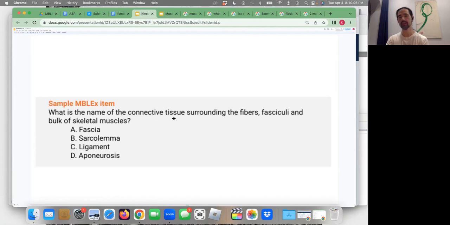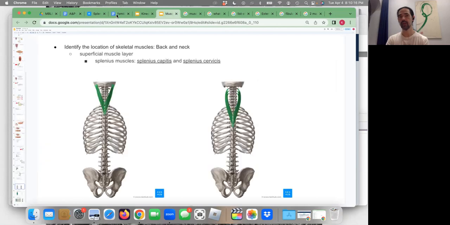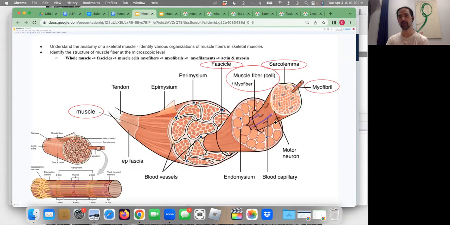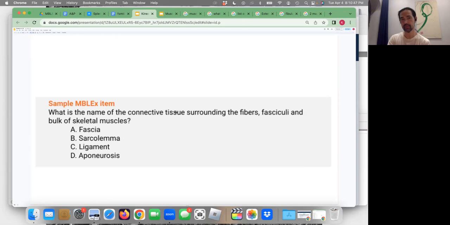So the question is, what is the name of the connective tissue surrounding the fibers, the fasciculi, and the bulk of the skeletal muscles? Well, first of all, the fibers: what surrounds the muscle fibers right here? This is one muscle fiber containing many myofibrils, one fiber in a group of fibers that make up one fascicle. The membrane that surrounds the muscle fiber is the sarcolemma, right? So that's one of your choices. The question goes on to say also the fasciculi.